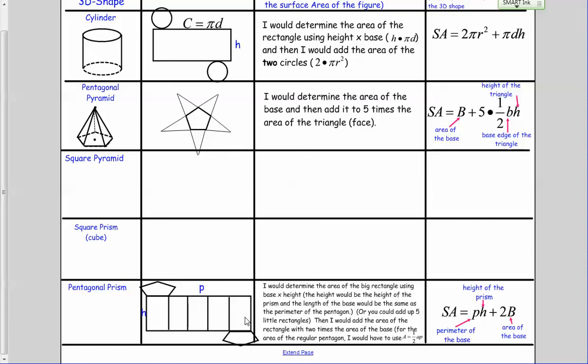As soon as you guys get finished with this, you can go ahead and finish working on assignment number 8. And then once assignment number 8 is done, make sure your practice test is finished and you can work on your help sheet or study for tomorrow's test.